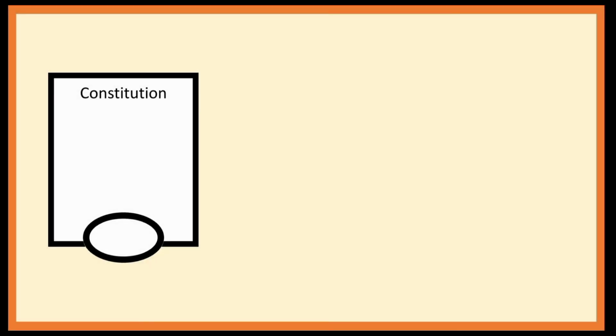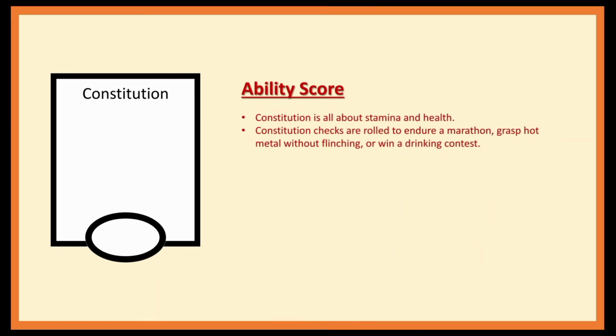Next, we have Constitution. Constitution is all about stamina and health. It's about being strong on the inside and being hardy enough to endure most hazards. A Constitution ability check, or Constitution check, is about being able to run a marathon, win a drinking contest, or keep steady while in intense pain.